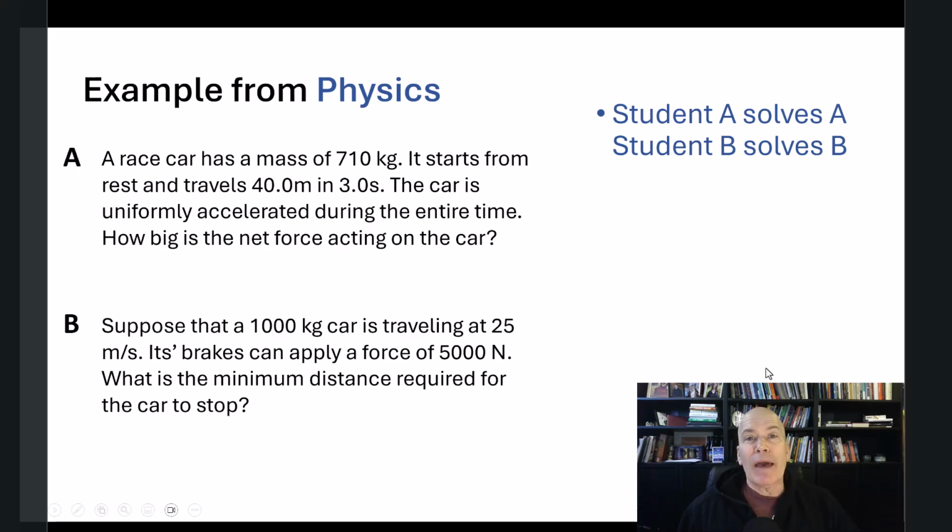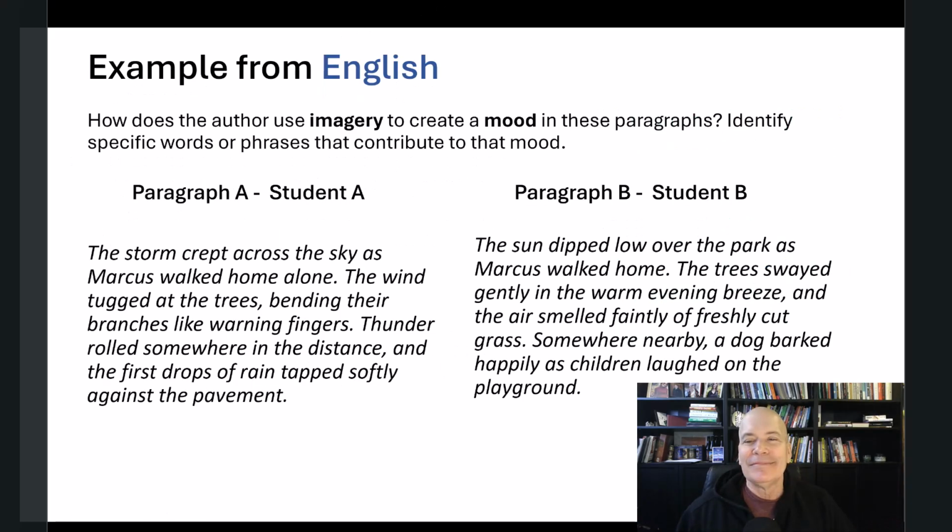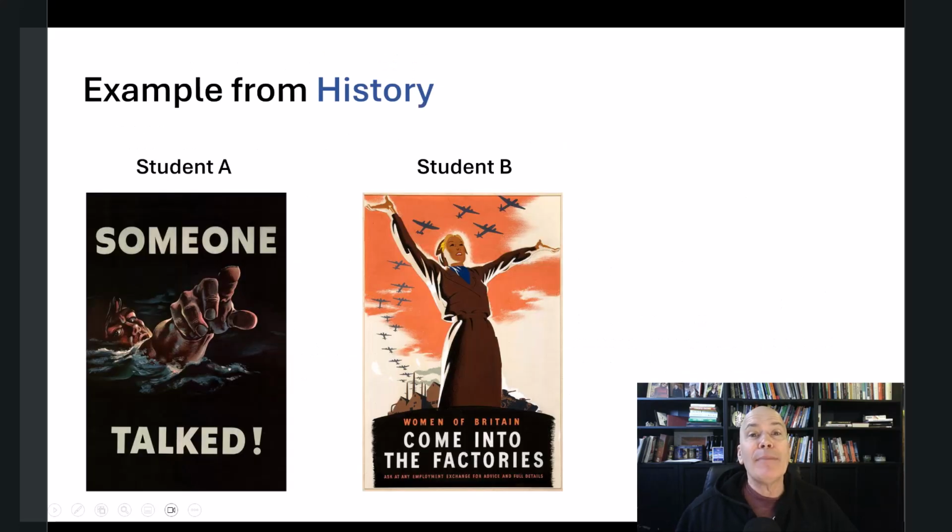And then after a certain amount of time that you suggest, you have A explain their reasoning and understanding to B, and B explains theirs to A. In this case, there's two retrievals here. One in solving the problem, and the second explaining the problem and what it is that they did in order to get their solution. Now, here's an example in English where you have two paragraphs that might be exploring imagery to create mood. And perhaps in a history class, you might throw up some images where you get students to think about war propaganda, say, on what is being expressed in these images.